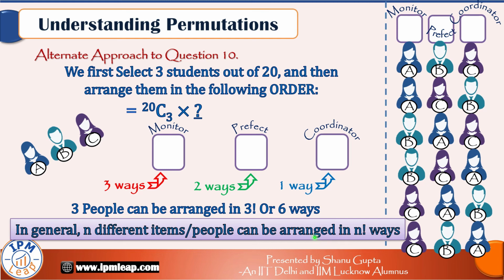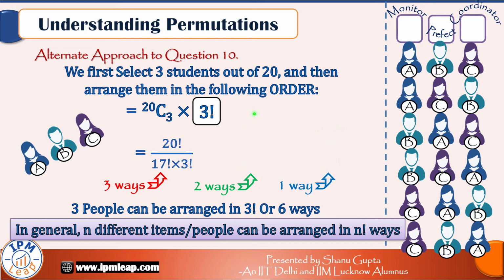First, we need to select 3 students out of 20, which can be done in 20C3 ways. And next, we need to arrange these 3 selected students in these 3 positions and see how many orders are possible. Answer to that is 3 factorial. By using the fundamental rule of counting, together these 2 tasks can be performed in 20C3 into 3 factorial ways. And simplifying this, we get the same answer, 20 into 19 into 18, as we got from the previous approach, which I told you was simpler.